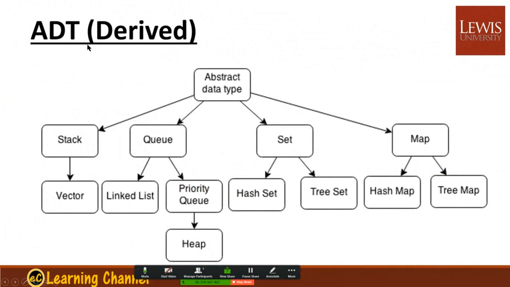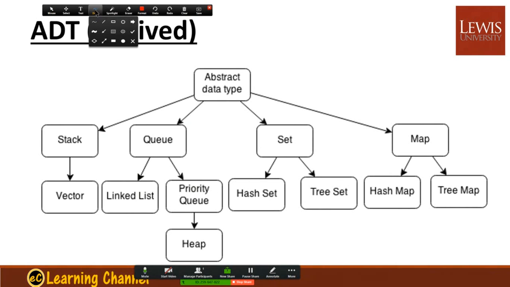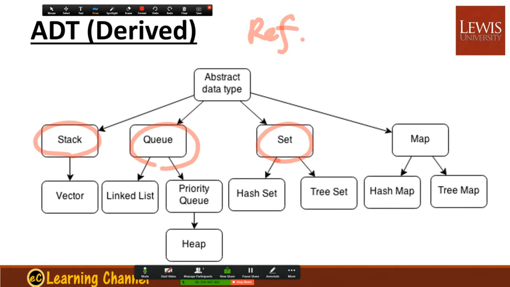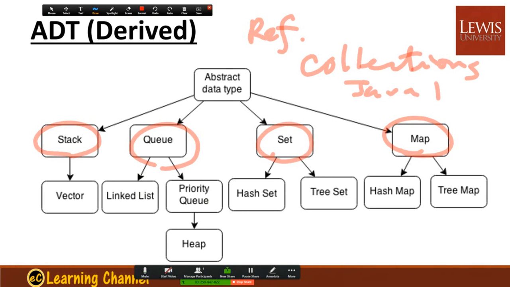ADT, abstract data type. This can also be known as derived data type. And some languages may mention it as a reference data type. And we have stack, queue, set, and map. And some languages call it collections, data collections, such as in Java or Python.